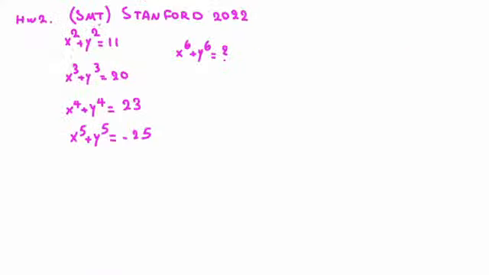Also, I released another video around 1 year ago from the 2022 Stanford Math Tournament, or SMT. We have x squared plus y squared equals 11, x cubed plus y cubed equals 20, x to the 4 plus y to the 4 equals 23, x to the 5 plus y to the 5 equals negative 25, and we wanted to find x to the 6 plus y to the 6. Again, for this problem I used s, the same changing variable that we used in this problem, s equals sum and p equals product, and Newton's sums and some other ideas.